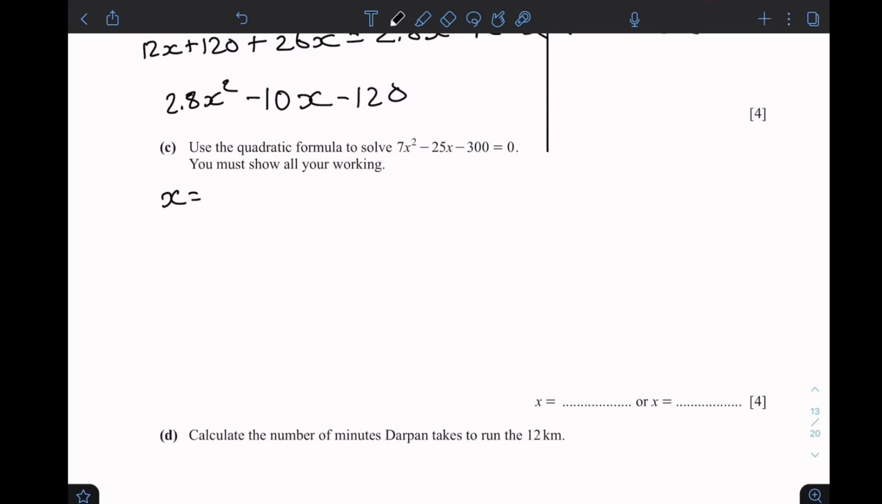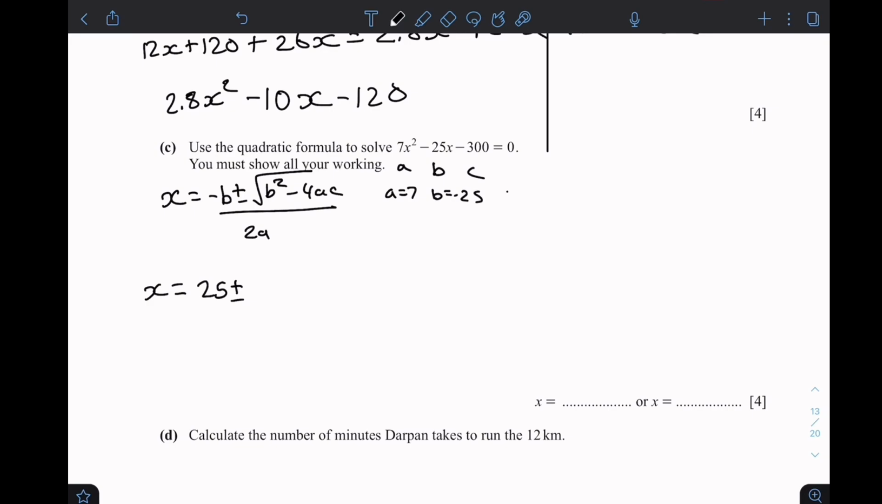So the quadratic formula is minus b plus or minus the root of b squared minus 4ac, divided by 2a. Now, if you substitute values, this is a, this is b, this is c. So a is equal to 7, b is equal to negative 25, c is equal to negative 300, okay? So negative b is 25, and then 25 squared, which is 625, minus 4 into 7 into negative 300. It's going to be minus negative 8,400, right?